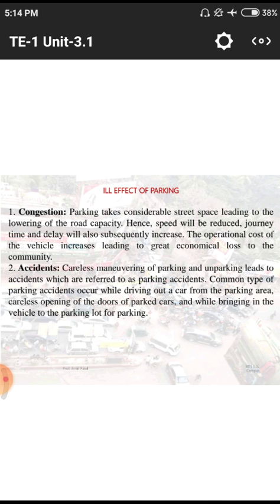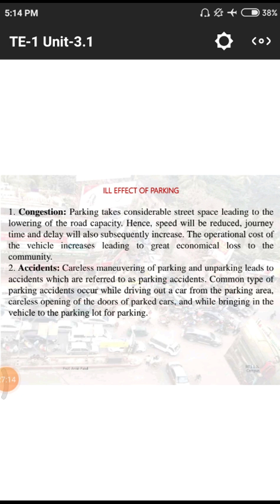Normally we are having a 1 kilometer road with two lanes. That means in the two lanes itself the vehicles have to move. Whenever there is a parking of a vehicle on a particular space, automatically the road capacity decreases due to the parking of that vehicle on the road itself. That also leads to congestion.